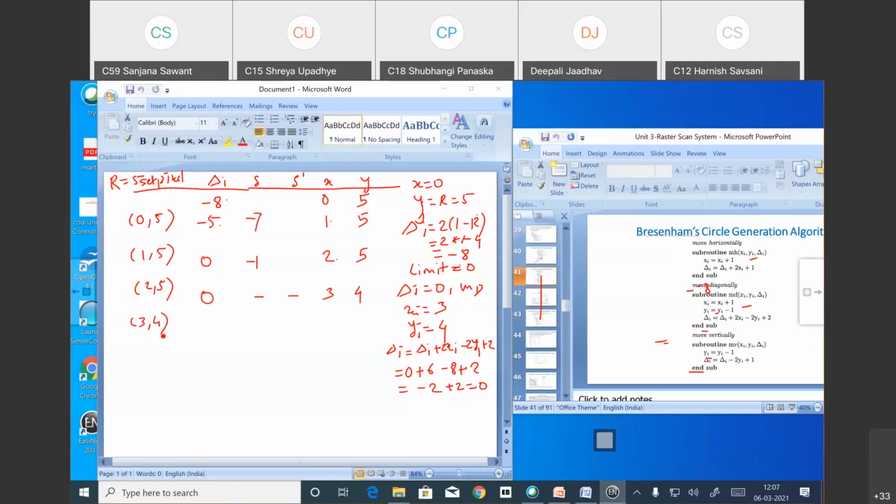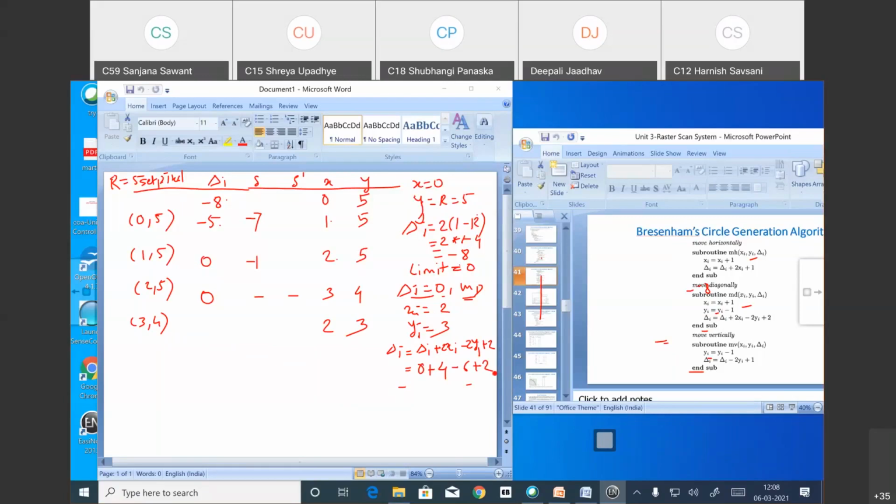Next, delta I is equal to 0. Here delta I is equal to 0. So again it calls MD. So increase the value of x and decrease the value of y. So here it becomes 2, it becomes 3. 2, 3. Okay. Again calculate delta I. It is 0 plus 2xi, which becomes 4, minus 6 plus 2.